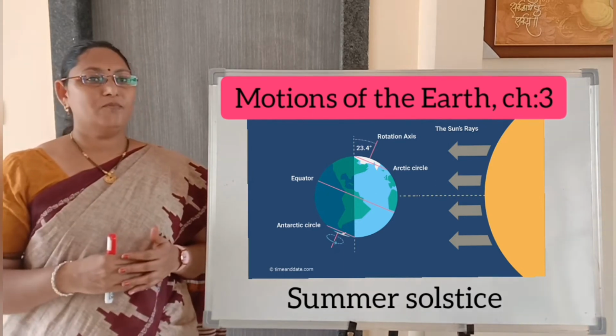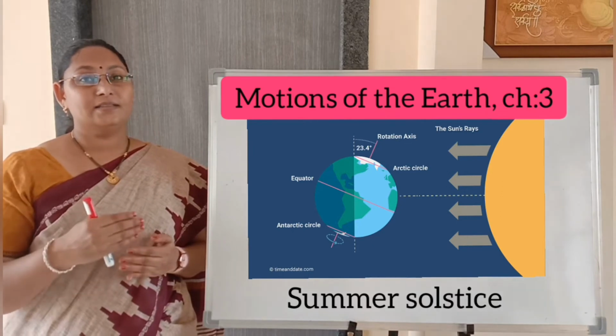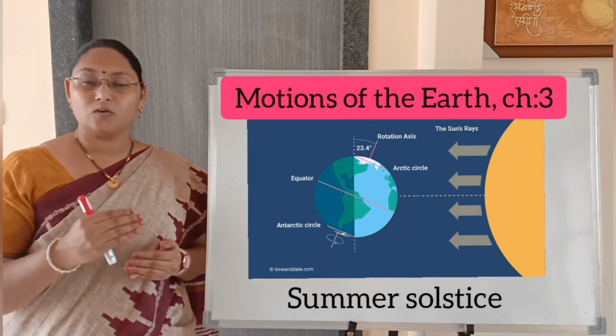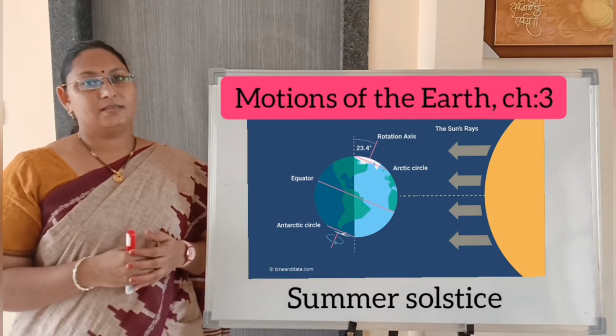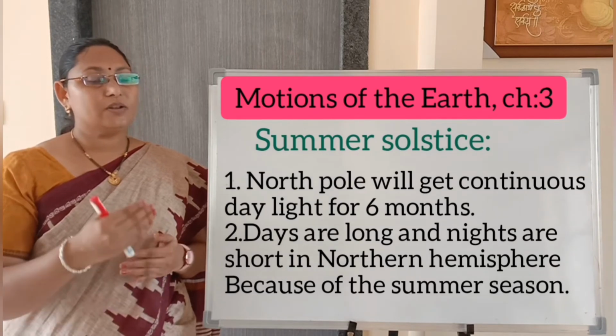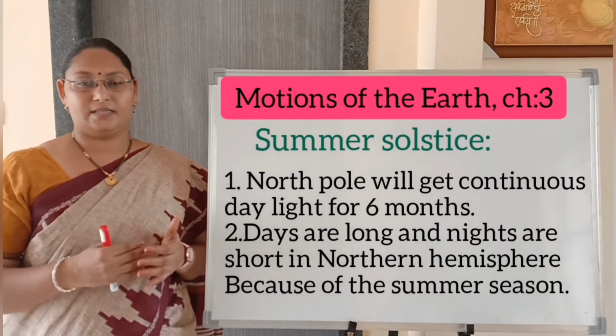So, the name which we have given to the position of the earth when the sun's heat is much in the northern hemisphere is called summer solstice. Yes. If the summer is there in the northern hemisphere, which season will be there in the southern hemisphere? Yes, it is winter season.